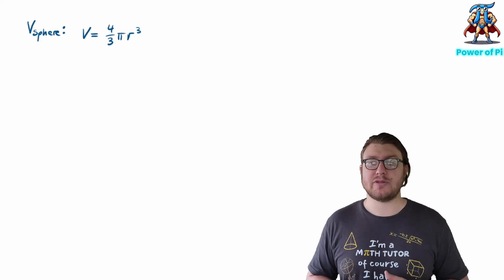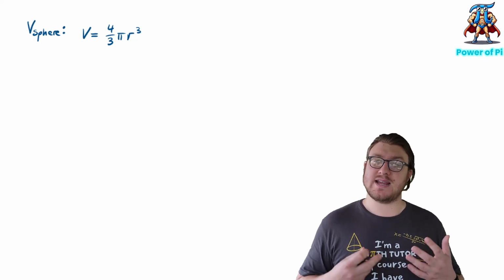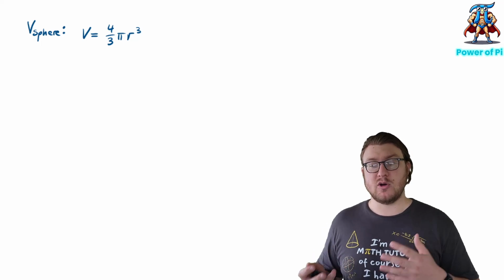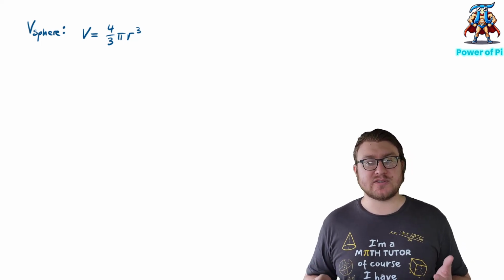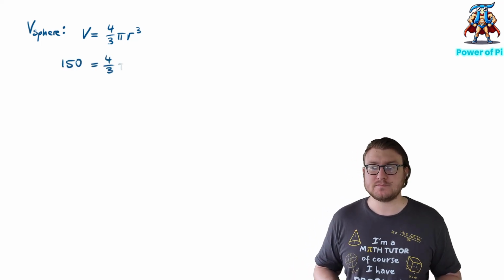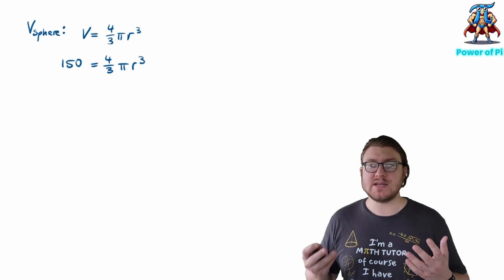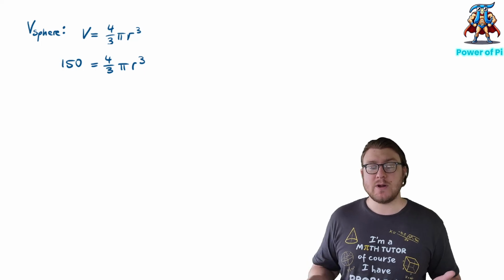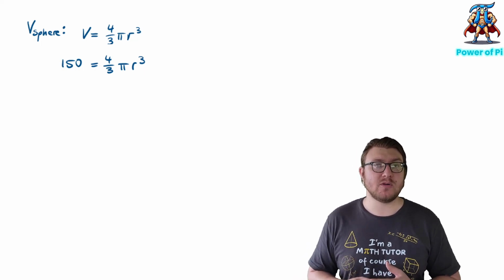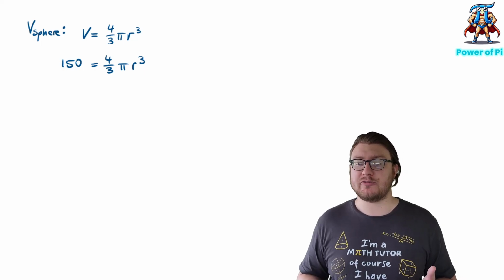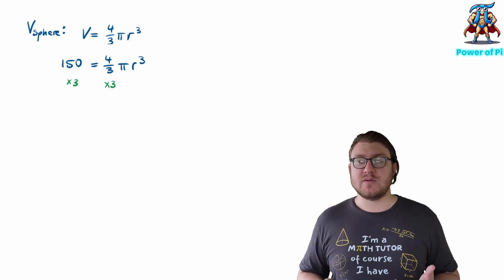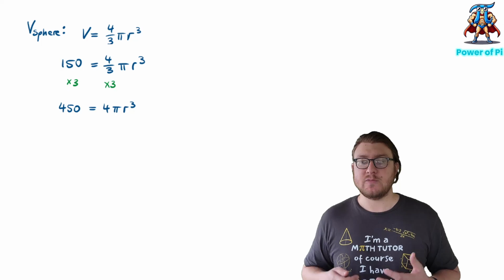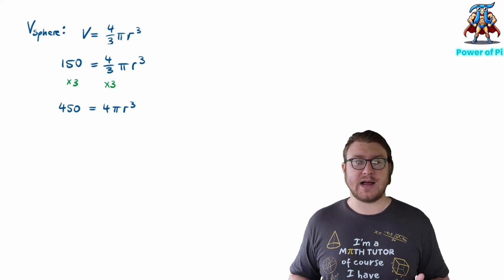We're going to start with the volume of the sphere because that is the only thing that they have given us. The volume of the sphere, you can look this up in your formula sheet, is V equals 4 over 3 pi r cubed. So the only thing that we know is that the volume is 150, so we can substitute this in. Now we have an equation with one unknown variable, which is the radius, so we can solve for this. Here we can multiply both sides by 3 to get rid of the fraction. Then we have 450 equals 4 pi r cubed.